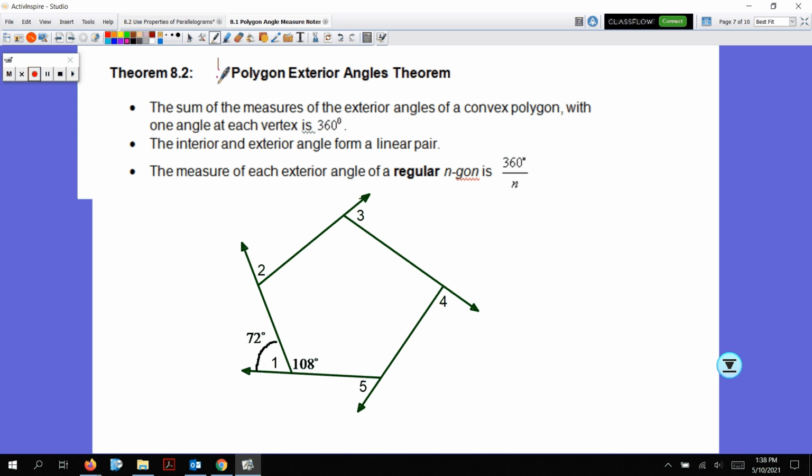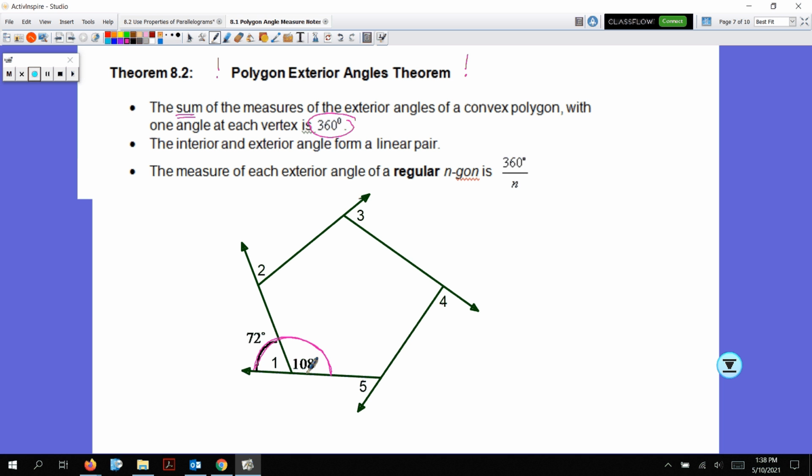This is very simple, but often overlooked, okay? The sum of the measures of the exterior angles of a convex polygon, so any convex polygon, is always 360 degrees. Another thing to note, the interior and exterior angle form a linear pair. So if we know the outside is 72, 180 minus 72 will give us that interior angle.